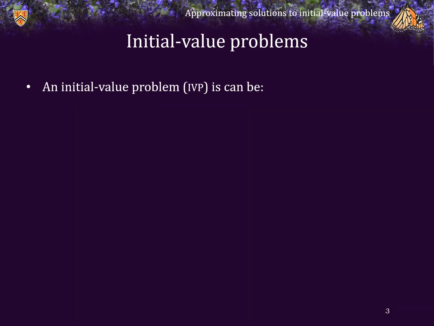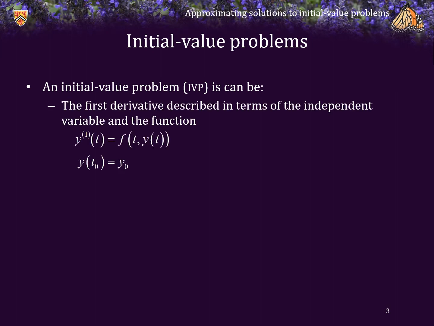Now, an initial value problem can be written in, for example, the form where the first derivative is described in terms of the independent variable and the function. So, for example, here we have the first derivative is a function of t and y of t. We have an initial condition where the value of the function at t naught is y naught. Here's one such example. The derivative of the function is equal to t times the function plus t minus 1, and the initial condition is at time t equals 0, the value of the function is 1.